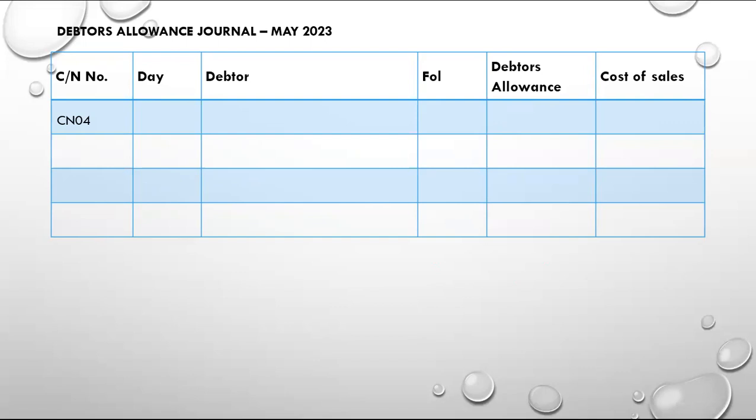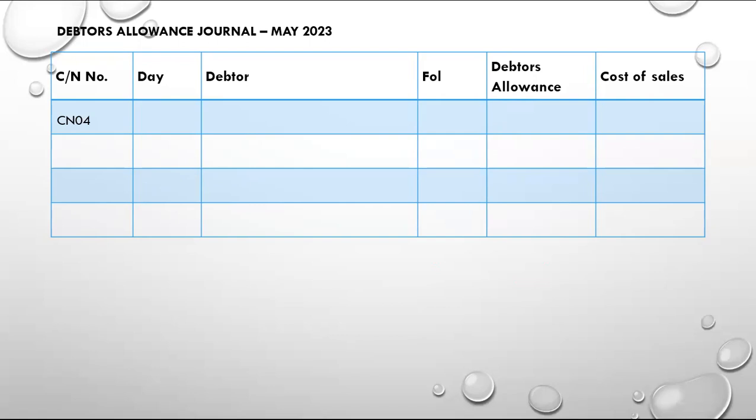Credit note number 04 was issued to B. Baloyi. Is this Brian Baloyi? Just wondering.